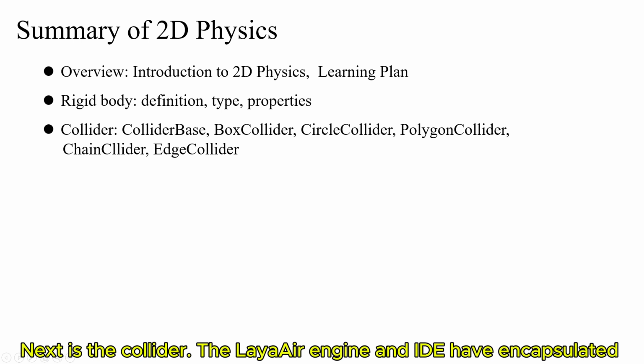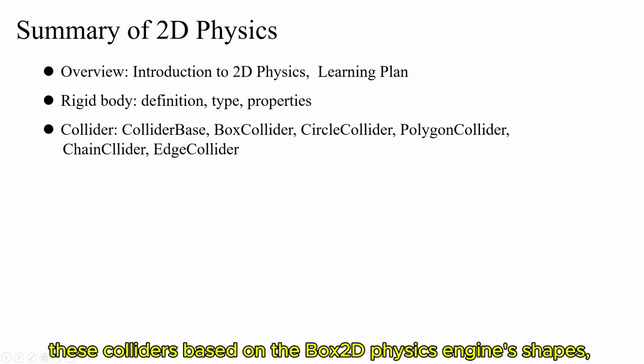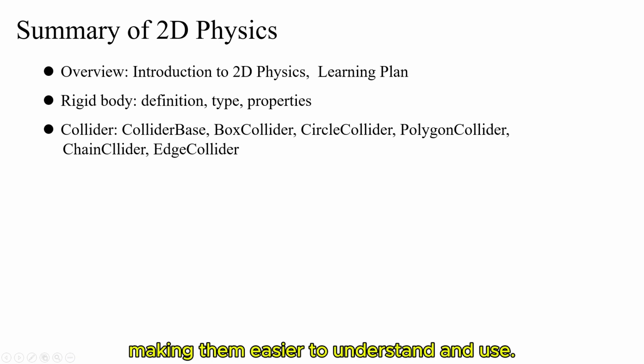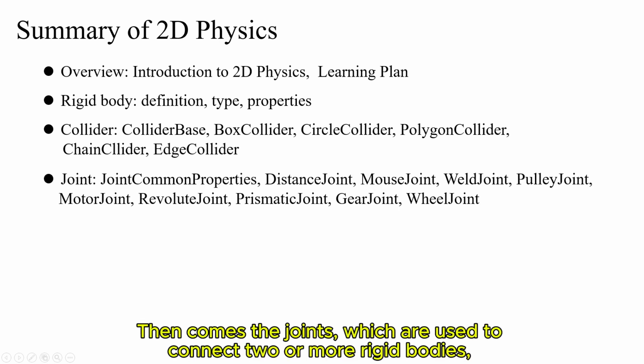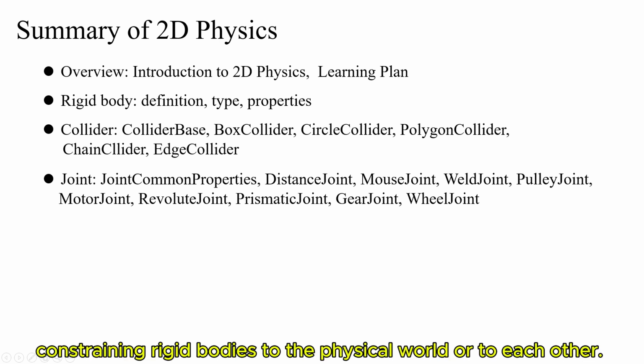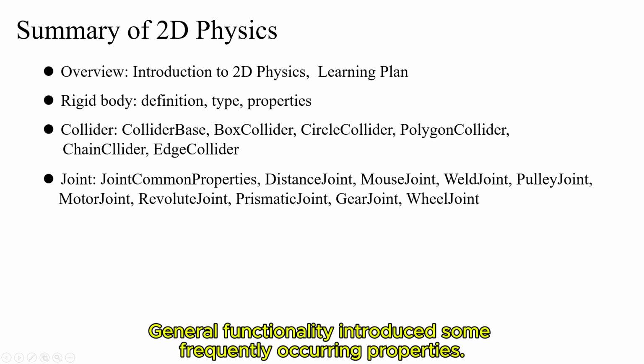Next is the collider. The Layer engine encapsulated these colliders based on the Box2D physics engine's shapes, making them easier to understand and use. The collider base class introduced their common base class properties. Then come the joints, which are used to connect two or more rigid bodies, constraining rigid bodies to the physical world or to each other. General functionality introduced some frequently occurring properties.